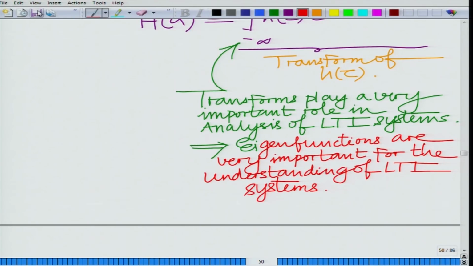Alright. So, in this module we have continued our discussion on the properties and analysis of LTI systems. We have looked at several properties. Let us stop here and we will continue this discussion in the subsequent modules.